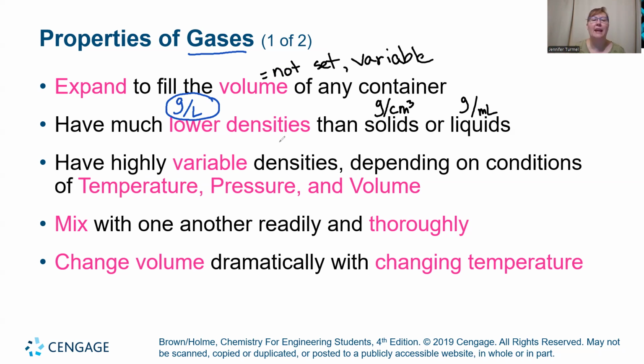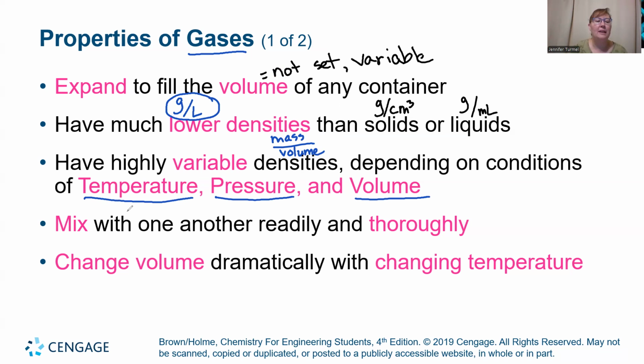And that's because remember, density is mass over volume. And so because our volume isn't set, the variable for density is also not set. And it's always going to depend on the temperature, pressure, and volume of the container we're looking at. And this is a very important thing here.